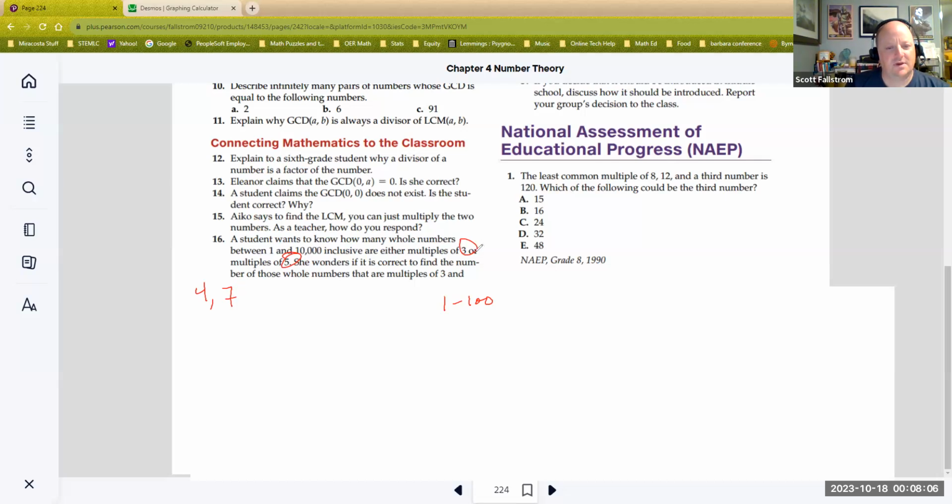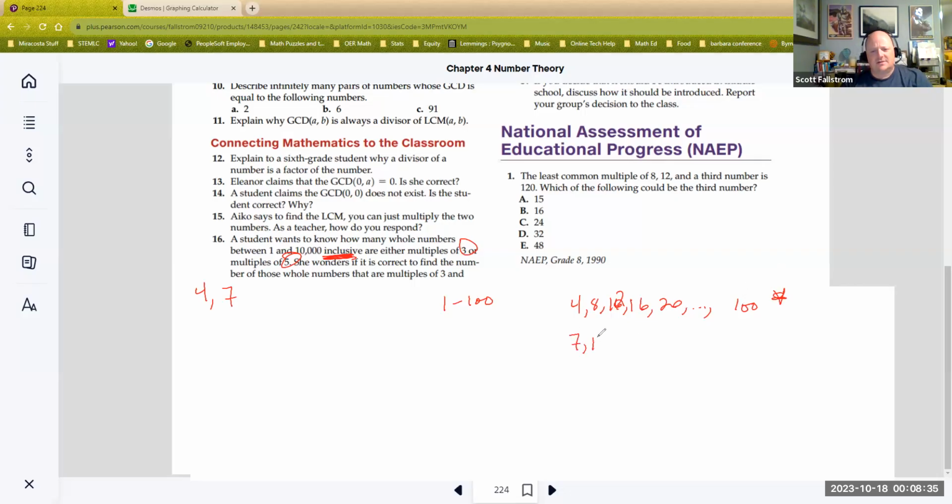So if you're thinking about it, the multiples of 4, and the range is inclusive, so it would include 1 and include 100. Think about all the multiples of 4: 4, 8, 12, 16, 20, dot, dot, dot, all the way up to 100. Well, this is an arithmetic sequence. From chapter 1, we know how to find how many terms there are in that.